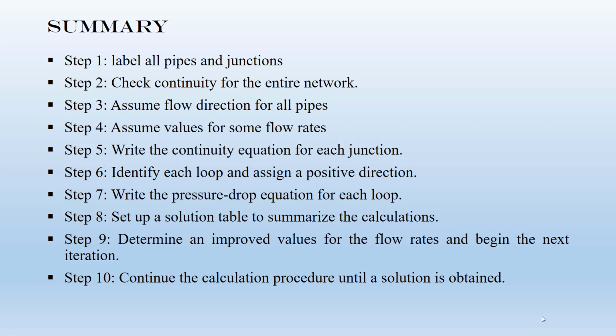Then you need to write the continuity equation for each junction to find the flow value and flow direction in all pipes. Then you need to identify loops and then assume a positive direction for the loop. Then you need to write the pressure drop equation for each loop, and there you will have several equations. You need to solve these equations. You need to set up a table, and then you need to just find the delta q. You need to find the q news, and whenever the error is less than 2% for all pipes, you are good. Otherwise, you need to just repeat the calculations.